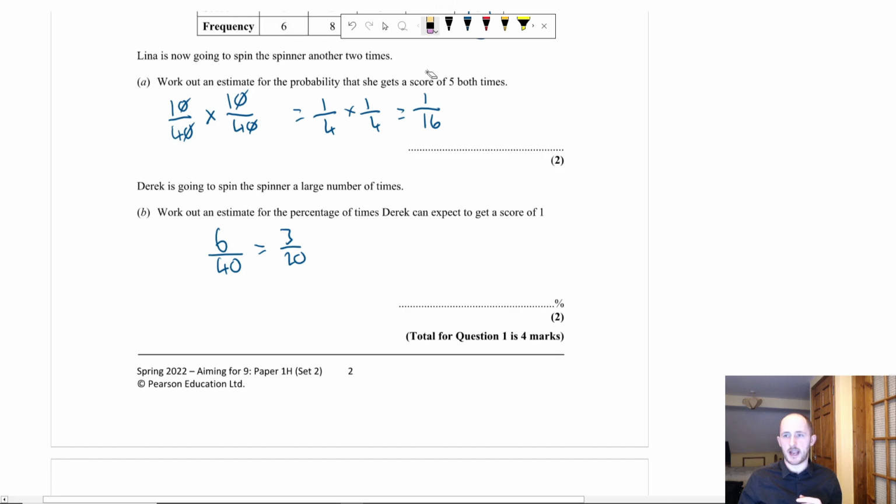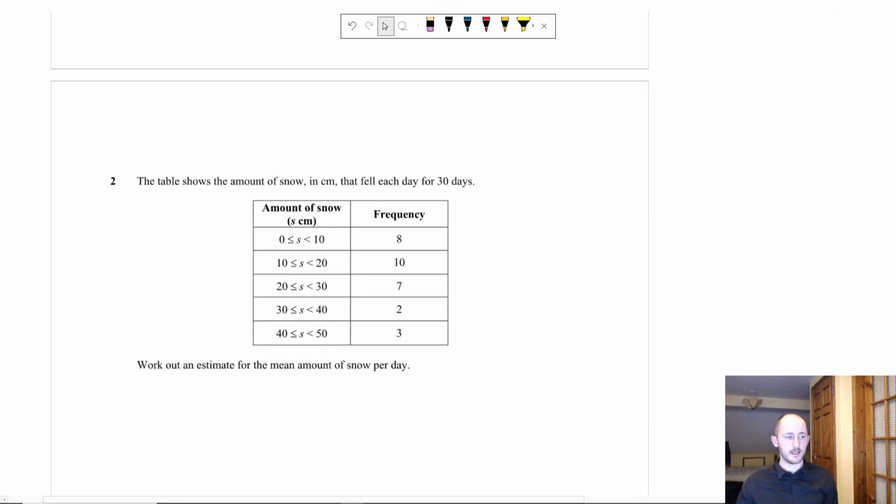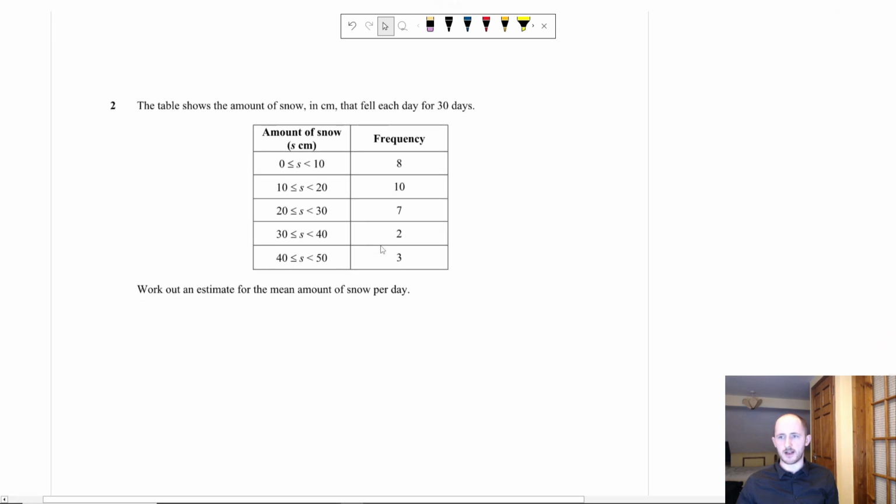Or you can just make the denominator equal to 100. So if I times the bottom number by 5, therefore I need to times the top number by 5, I get 15 over 100, which is 15%. If you make the denominator equal to 100, then you can just use the top number as your percentage, which is pretty handy. So that's question 1 done, not too bad so far.